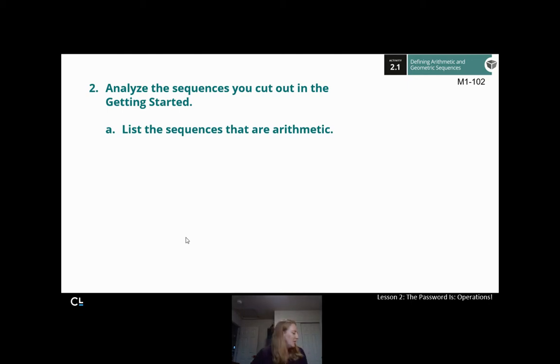These are all the sequences that you cut out from pages 109 and 111 that we wrote down the patterns on. I would like you to go through and find all of the ones that are arithmetic, all of the ones that have a common difference. And I would just like you to put the letters in your workbook. We have a place to glue them in later, but for now, just write down the letters of the patterns that were arithmetic. So hit pause, go through, and then jot it down and hit play when you're ready to check your work and see how you did.